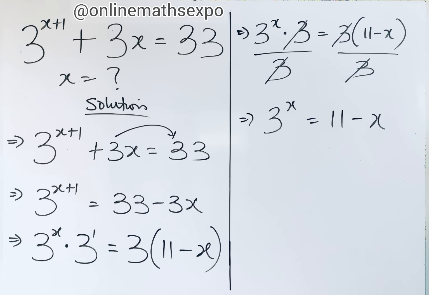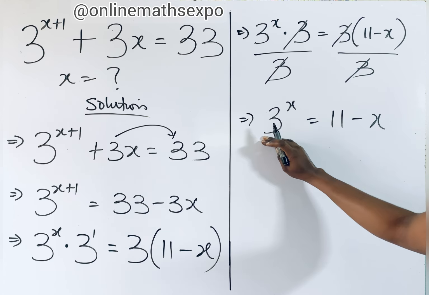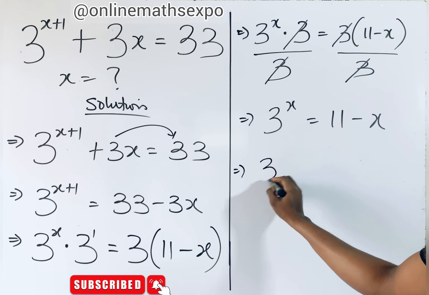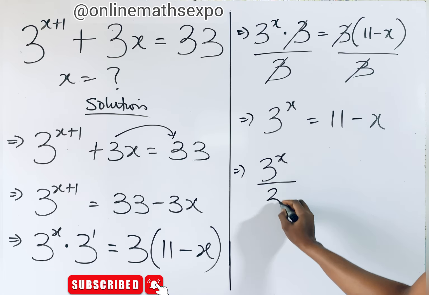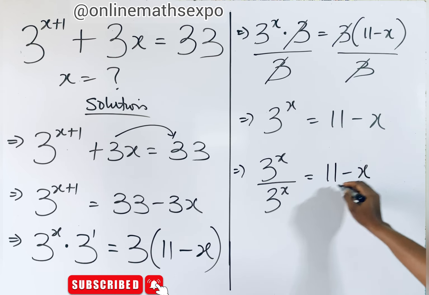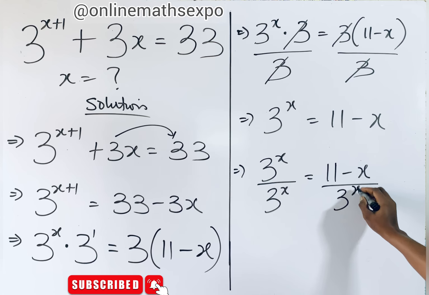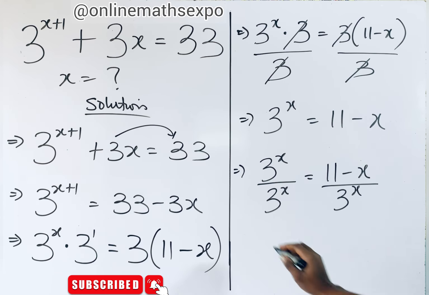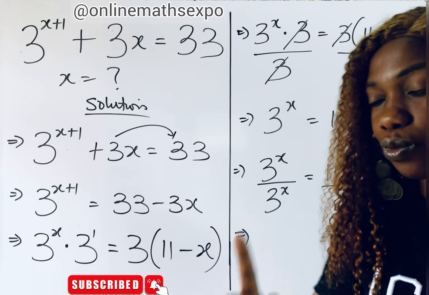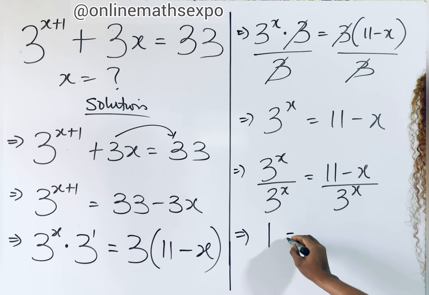Interesting. Now, what do you do next? We are going to divide both sides by this, okay? So we're going to have 3 to the power of x divided by 3 to the power of x is equal to 11 minus x divided by 3 to the power of x. So what do you do next? Just remember, for each time you divide the number by itself, it gives you 1. So we have 1 is equal to.